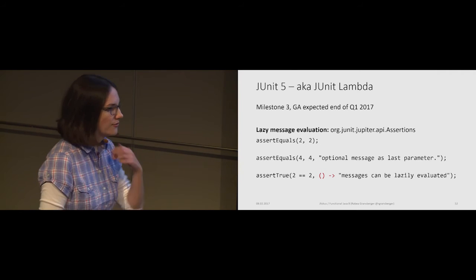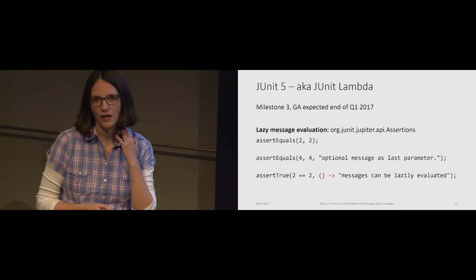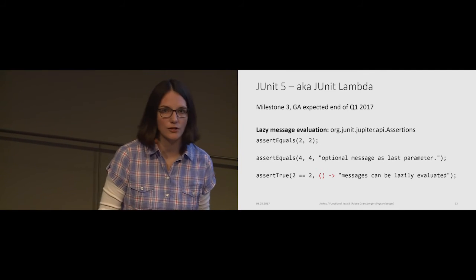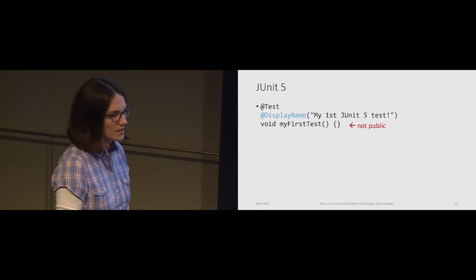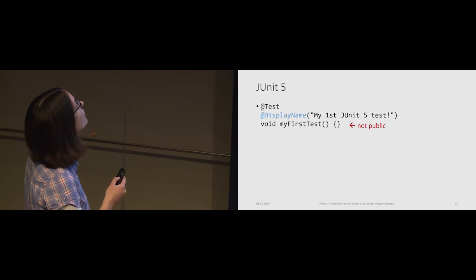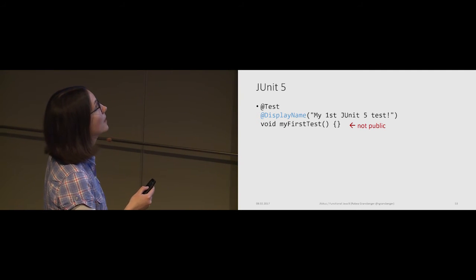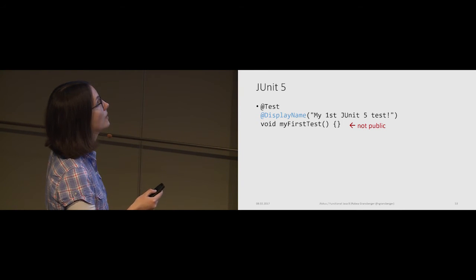So JUnit 5 is now in milestone 3, and it's going to be its final release, hopefully, in March, I hope. So what else features does it have? It doesn't really have to do something that's functional, but I'm going to show you this anyway. So now you can define a display name for your test cases. So it doesn't have to be this method name anymore. You can freely define it with an annotation.